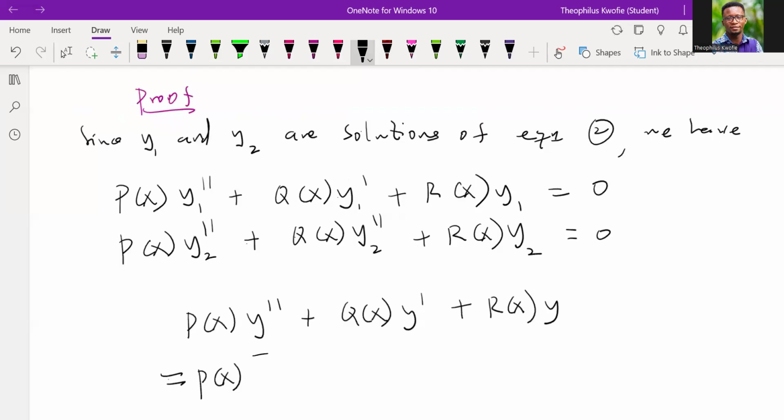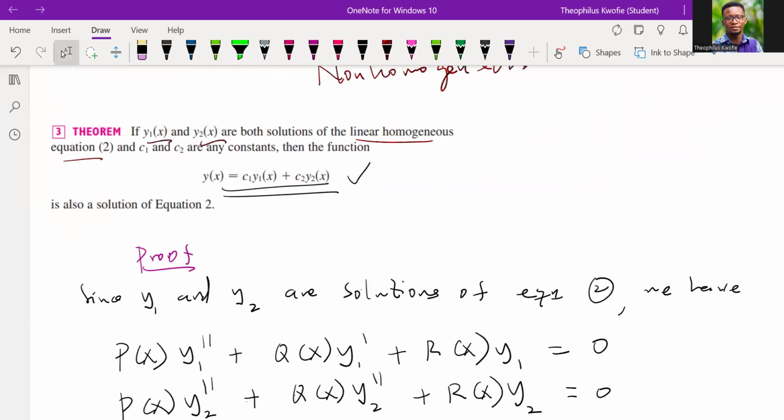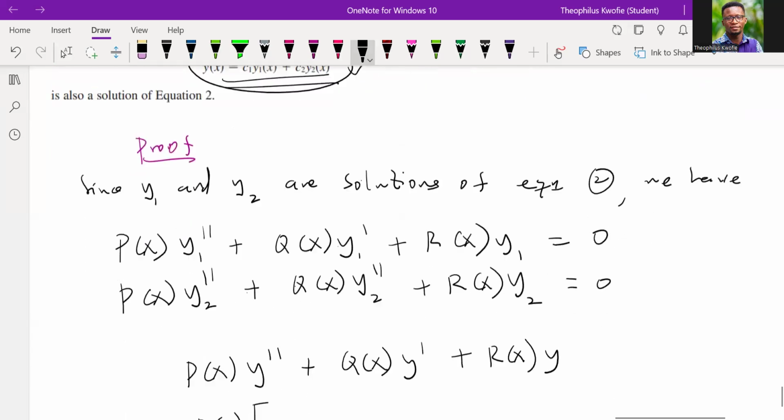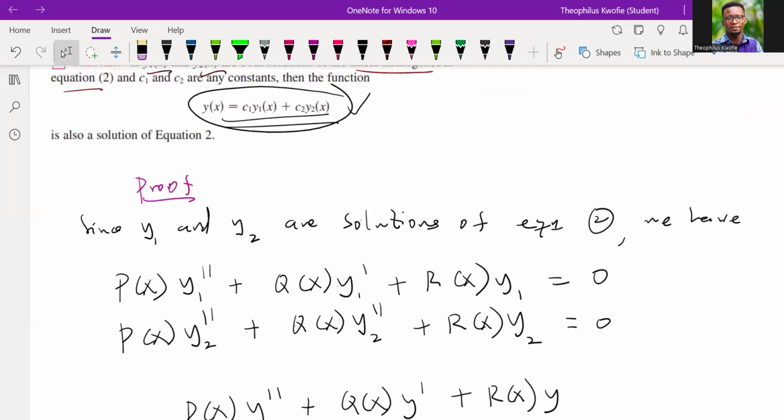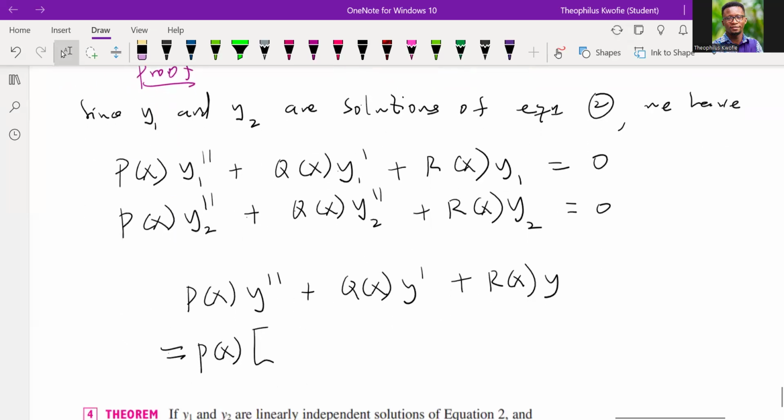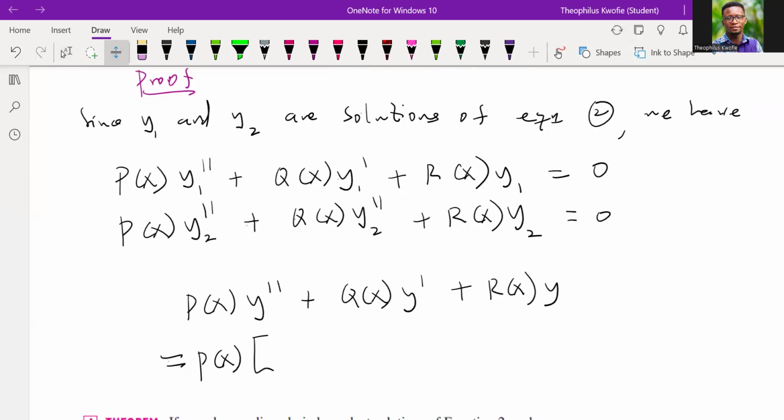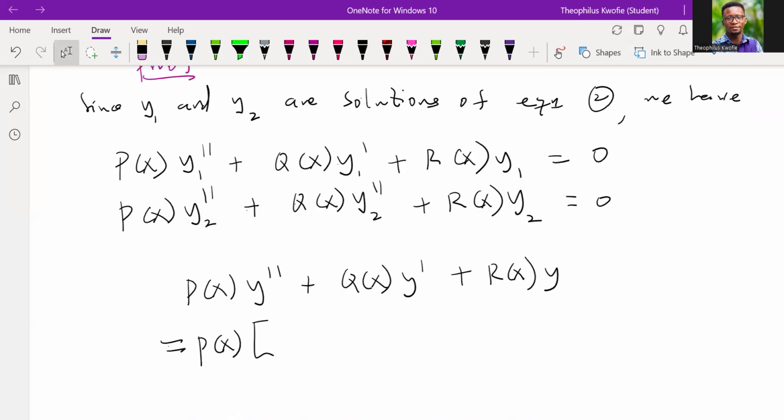Now, what is your y? Remember that since y1 and y2 are solutions of the linear homogeneous equation, it means that we can write them as a linear combination of this form. So in which case, we can replace the y by c1 y1 plus c2 y2. We can confidently do that. So we can replace that by this.